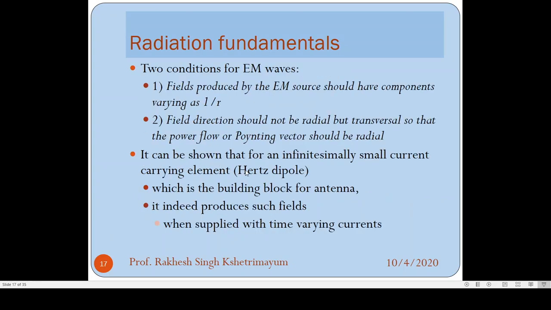And we'll see that in the next class itself, when I supply a infinitesimally small current carrying element, the Hertz dipole, a small current conductor of length dl, if I supply a time varying current of I naught exponential j omega t, we should be able to get fields which we have mentioned before, which vary as 1 by r and whose direction is transversal. Those kind of fields will be produced by the Hertz dipole, which is basically the fundamental building block for any kind of antennas. That's the topic of discussion in the next class.